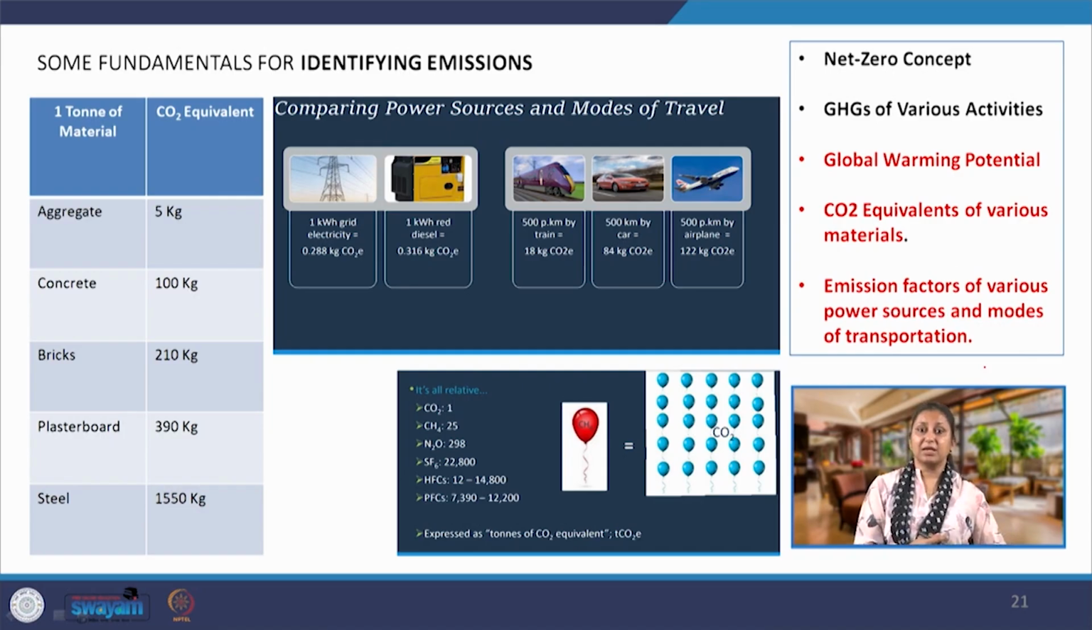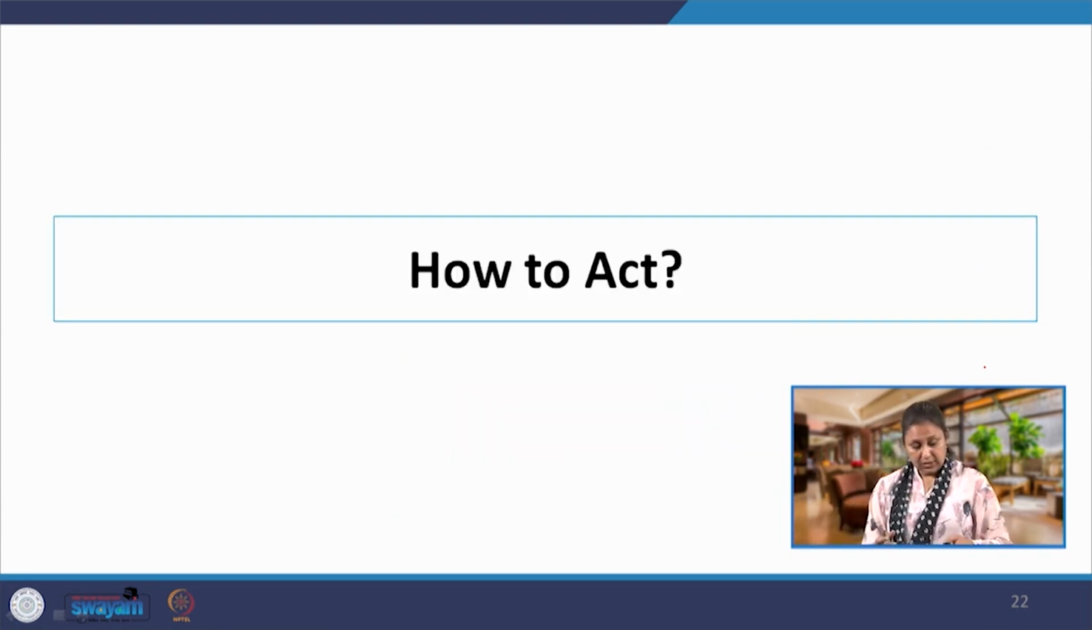When we are making buildings, we can always have a choice of materials. So, whether we want to go for a fired clay brick or a CSEB or an AAC block. So, what is the embodied carbon, or what is the GHG emission associated with the product, and also the thermal comfort and all. And then this is what to do. We are talking about what to do.